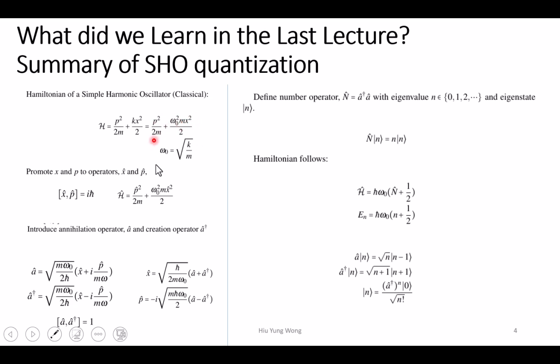And so this is nothing special. You learn this even in Newtonian mechanics. You can come up with this, right? And we have a special constant omega naught, which is the square root of K over M, right?